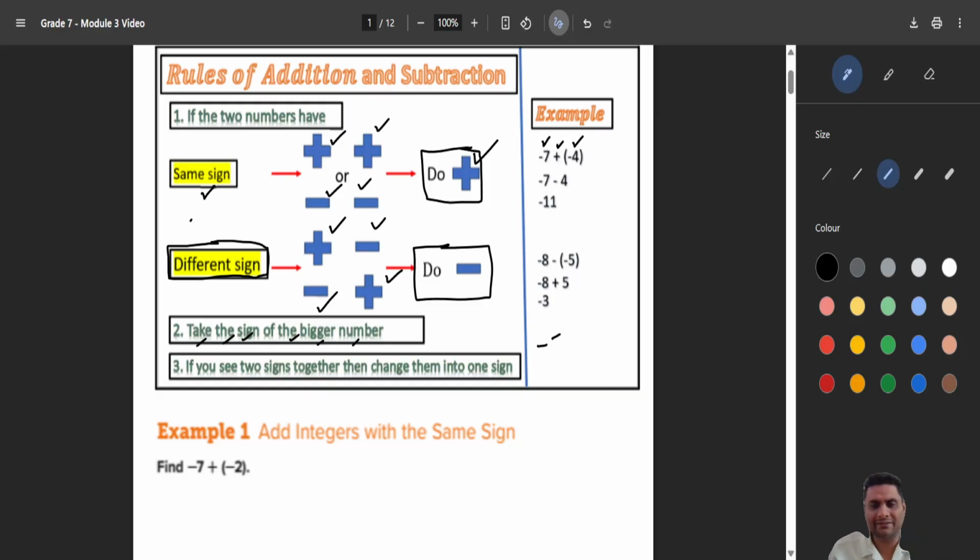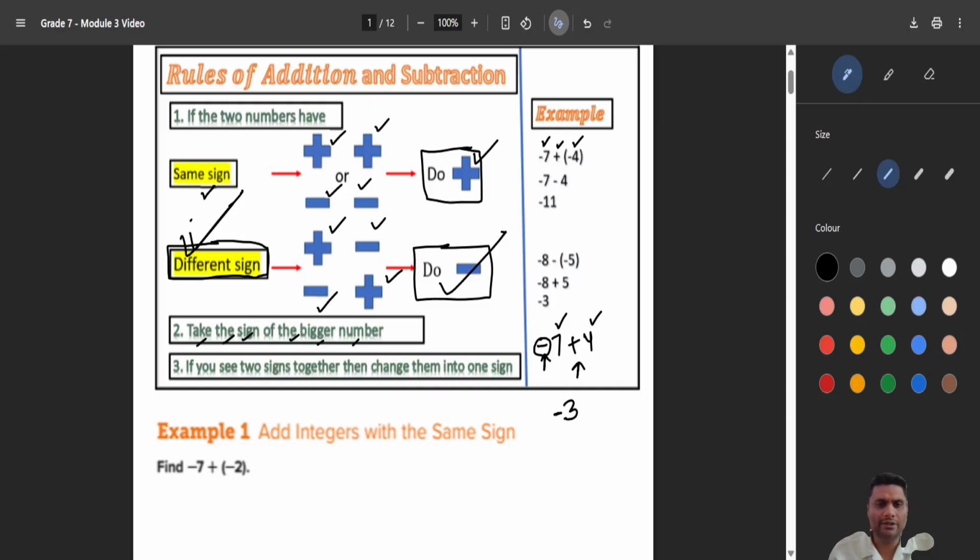Let us take an example here. -7 and +4. If I have these two numbers, do they have the same sign or different sign? The 7 has minus and the 4 has plus. Both of them have different sign. So in case of different sign, I will do what? Minus. So 7 minus 4, 3. Now in the second rule I said, take the sign of the bigger number. Now in the 7 and 4, which one is bigger? 7 is bigger. 7 has what? 7 has minus. So my answer will also take minus.